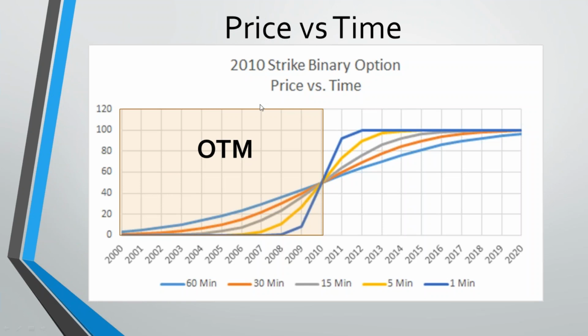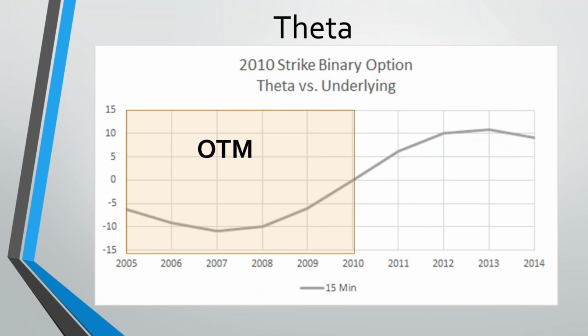Here's a model of that same binary option, price versus time. So, again, here's the underlying price, and we're looking at it in this highlighted box. With 60 minutes to go, let's say you're trading it with the underlying at 2008. If you were to purchase this out of the money binary option, you'd be roughly spending maybe just under $40. Let's call it $38.